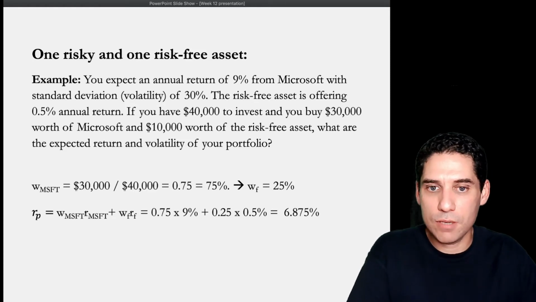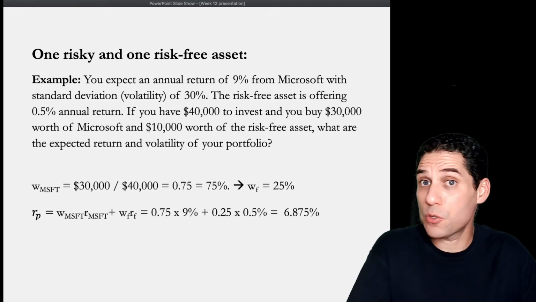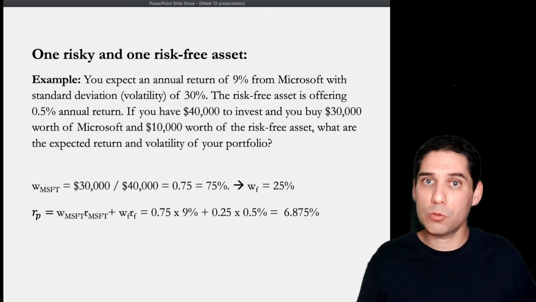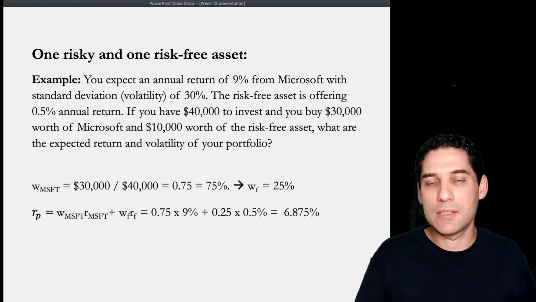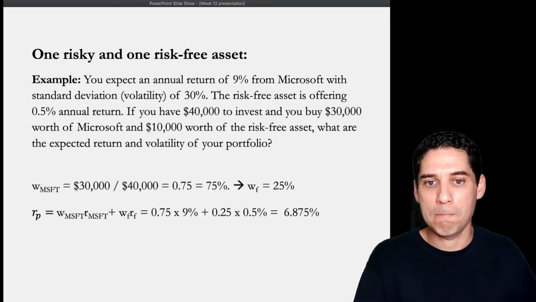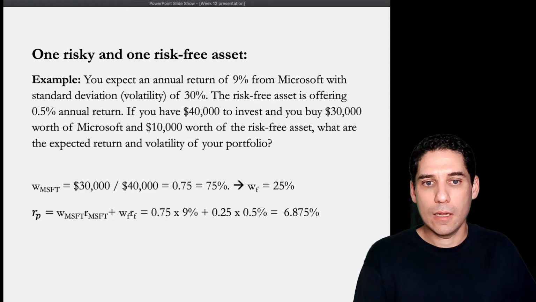Take the weighted average, simple calculation. The return we expect from our portfolio is, not surprisingly, somewhere in between the two, closer to Microsoft, because we are putting more of our money in Microsoft. We get 6.875%.